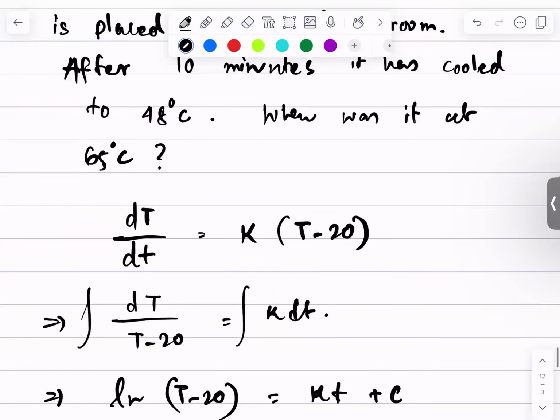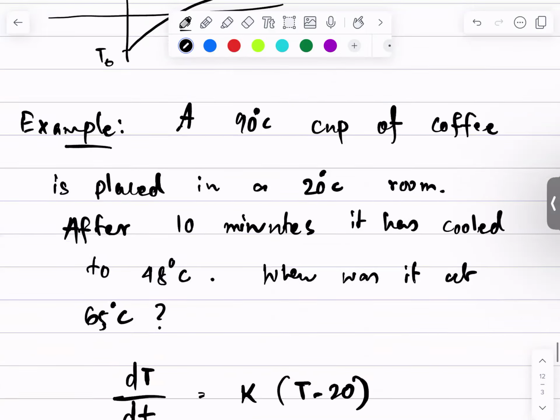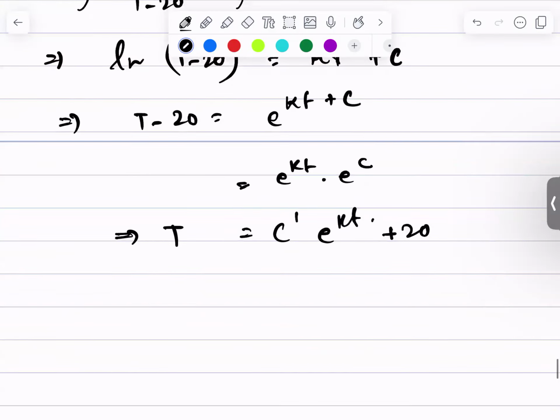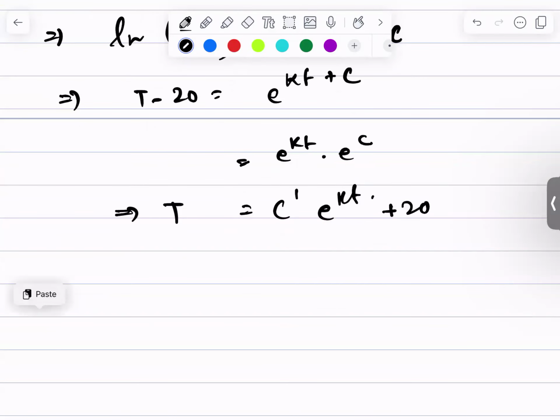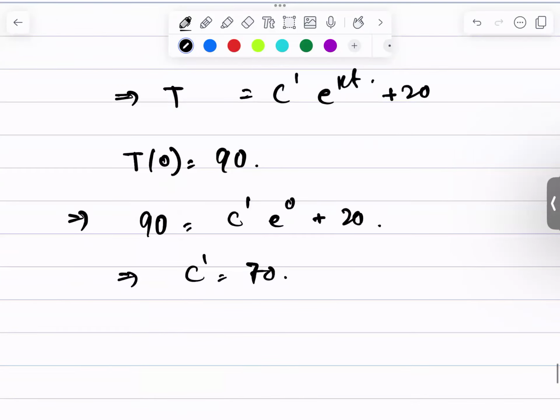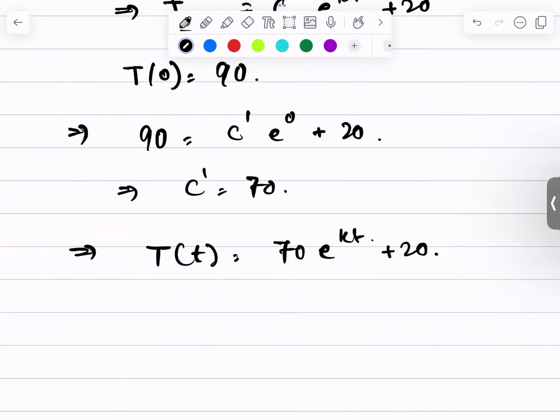And then I know that the temperature initially was 90, right? So T of 0 is 90. So therefore, 90 is the same as C prime e to the 0 plus 20. So C prime is 70. Okay, cool. So therefore, my equation of the temperature of the object is T of t is 70 e to the kt plus 20.